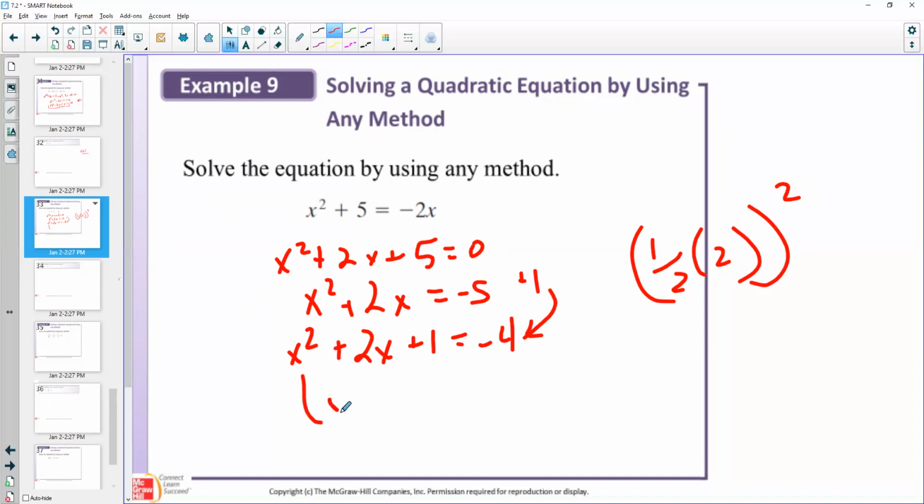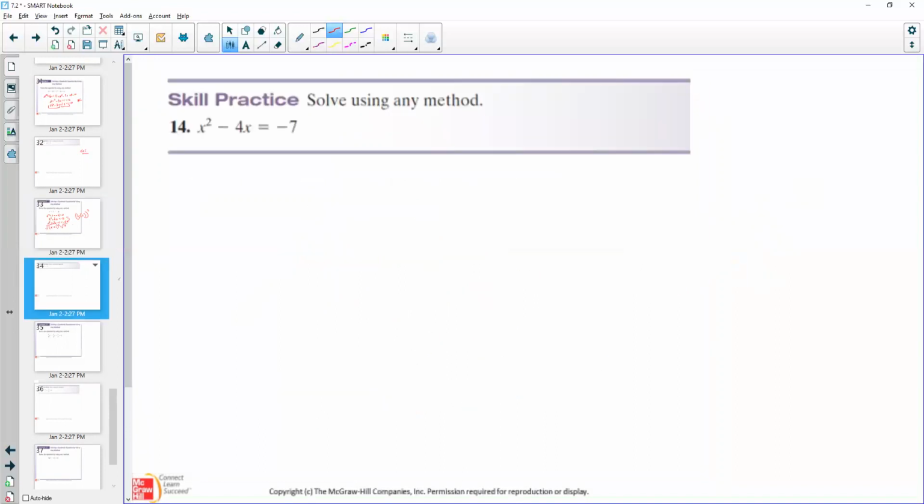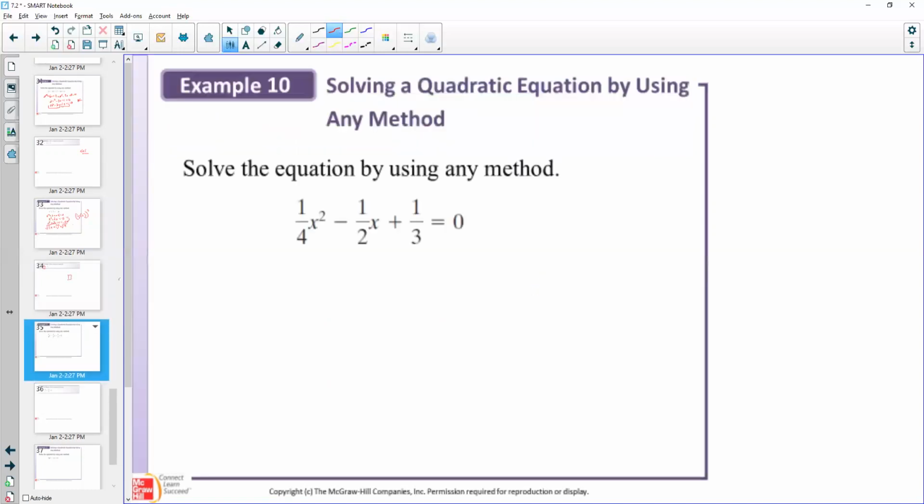And then I'd get x plus 1 squared equals -4. And this actually works out pretty well. So that's what I would do here. This one is an even b, so I would do the same thing. I would use completing the square here.